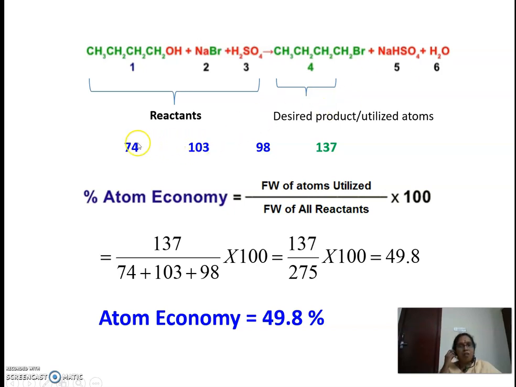Therefore, we have to calculate the mass. The percentage of atom economy is equal to formula weight of atoms utilized divided by formula weight of all reactants, times 100. It is nothing but 49.8. It is also a less greener reaction.